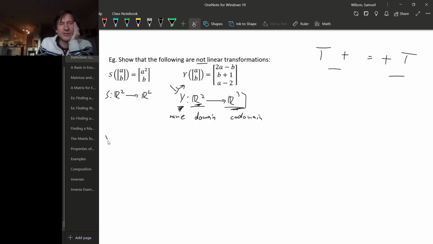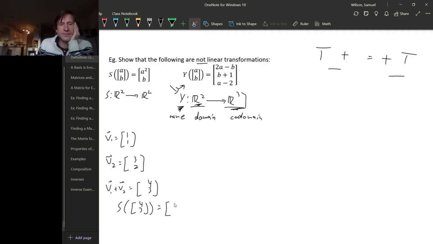So how about, I don't know, 1, 1, and, I don't know, 3, 2. Okay, so let's add them. The sum of these guys is 4, 3, and S applied to 4, 3 is, just use that formula up there, 4 squared is 16, and then 3. Okay, so that's S of the sum.